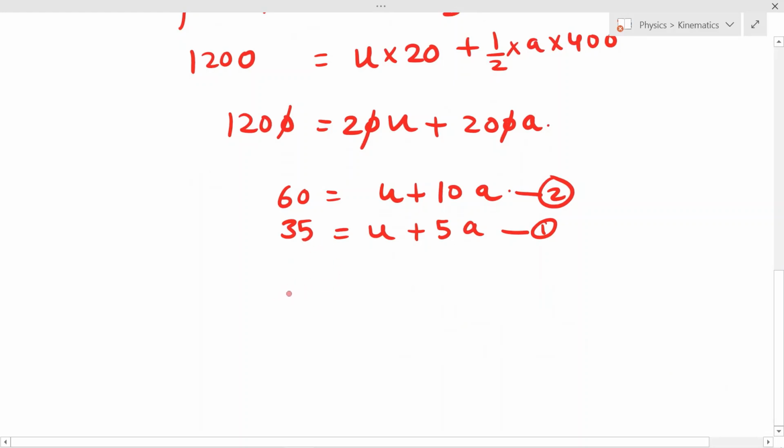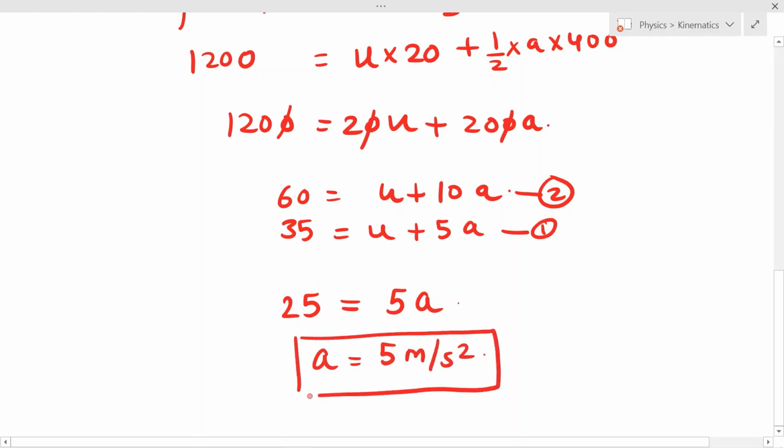Now subtracting, we get 10 minus 5 is 5, 60 minus 35 is 25, u minus u is 0, 10a minus 5a is 5a. This is 25 is equal to 5a. So a is equal to 5 meter per second square. Now we know the acceleration, that is 5 meter per second square.